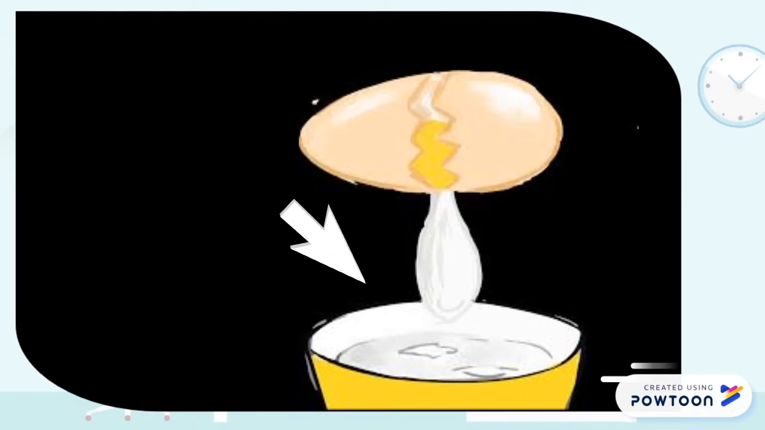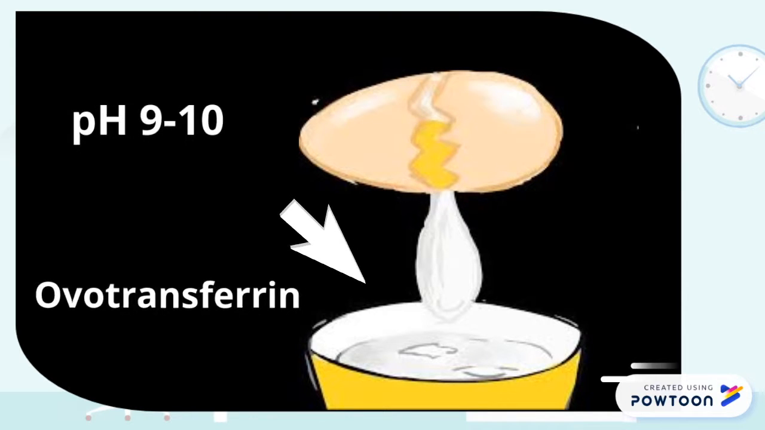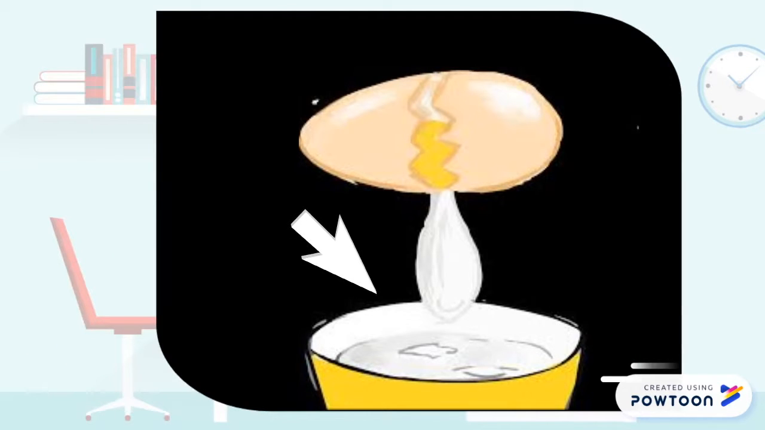The albumen of eggs also has antibacterial properties due to its alkalinity of pH 9 to pH 10, and the presence of ovotransferrin accentuates ferric ion chelation. This provides an unfavorable growth medium for the vegetative cells of microorganisms.